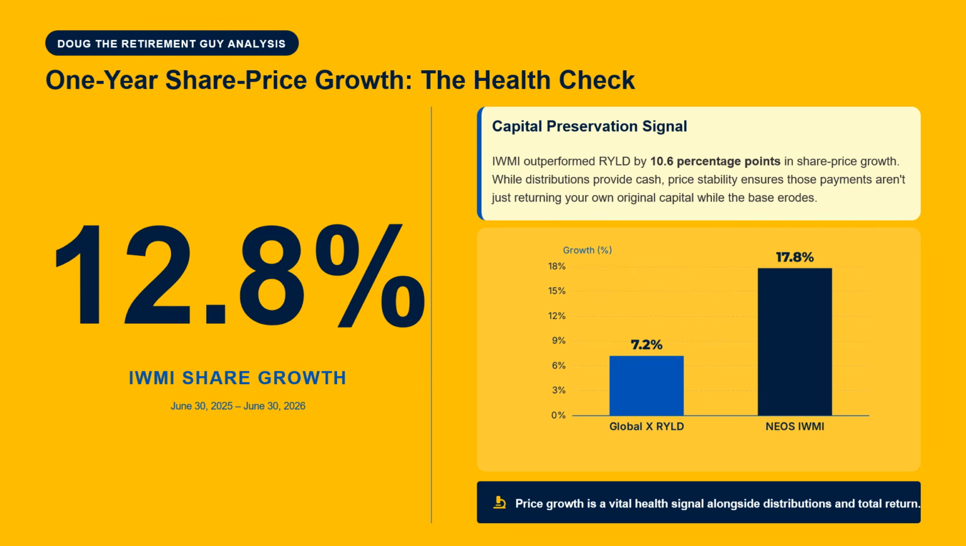So the IWMI shares from June 30th of 2025 to June 30th of 2026, a good solid one-year package, the shares are up 12.8%. So this is not total return. This is just pure growth. Now you add in what the distributions are, now you're seeing some serious total returns. Global X 7.2 versus NEOS 17.8%.